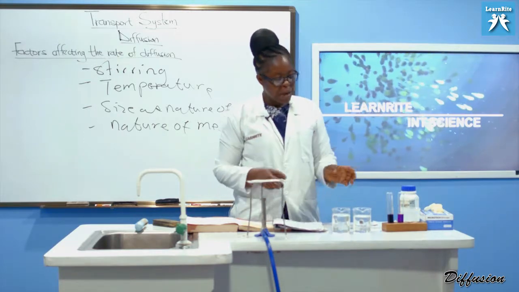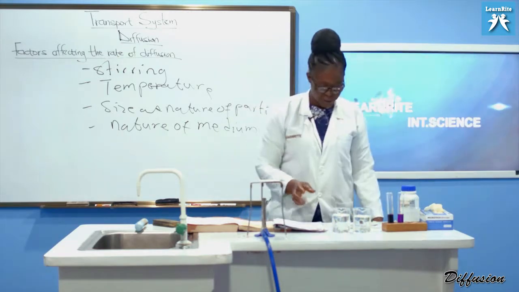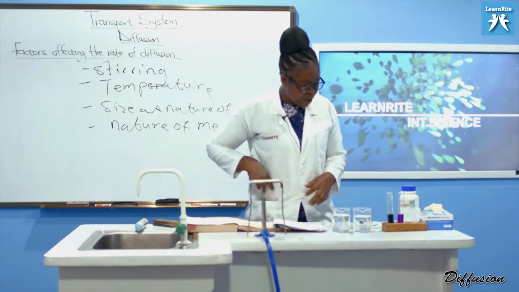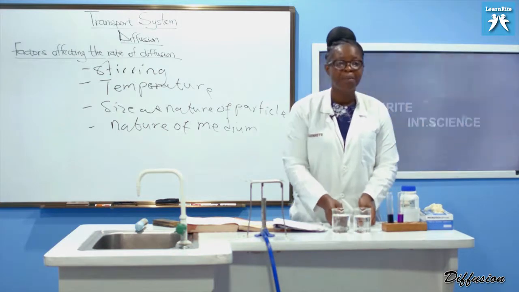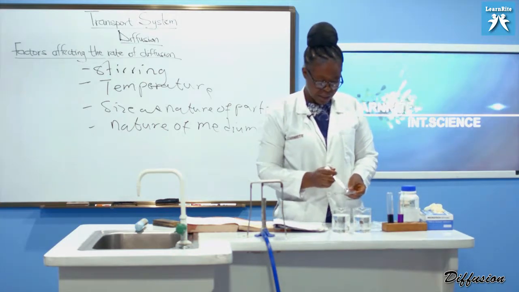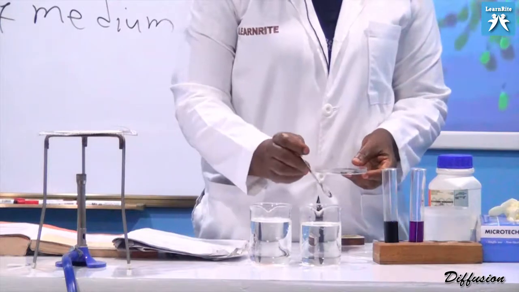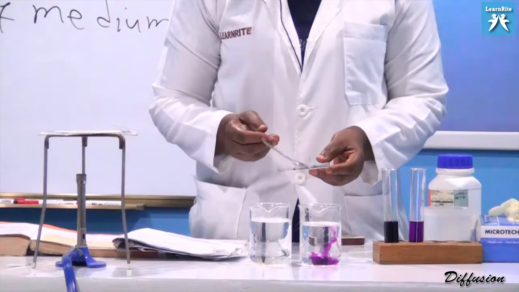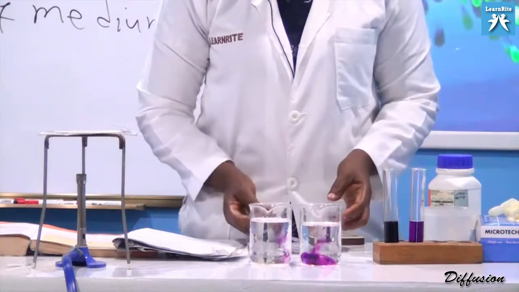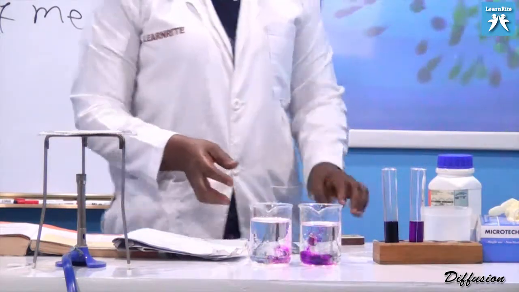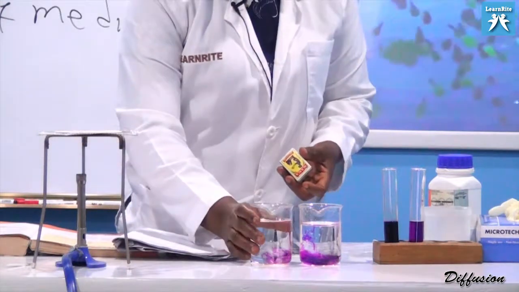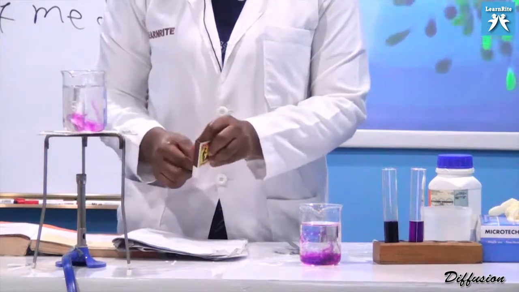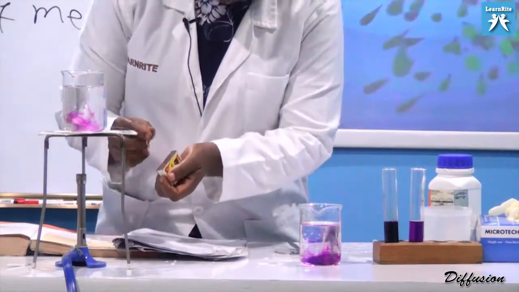So, how does temperature affect the rate of diffusion? Let me use my usual potassium permanganate. Now, I'll put one in the first beaker, second one into the second beaker of the same size. We want to look at how temperature affects the rate of diffusion. Now, I want to put it on my Bunsen burner, then light it and see how the temperature.